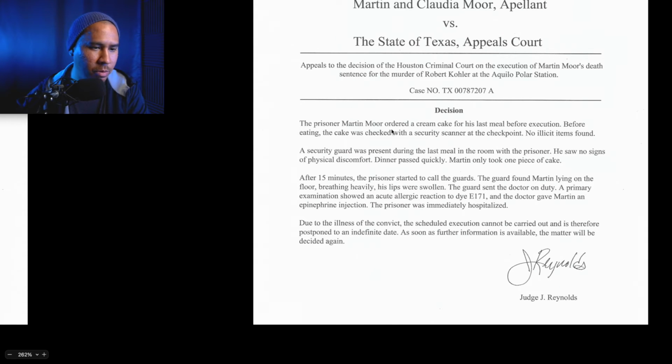The prisoner Martin Moore ordered a cream cake for his last meal before execution. Before eating, the cake was checked with a security scanner at the checkpoint.